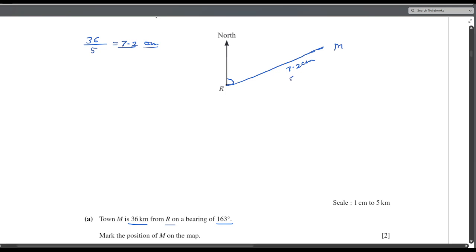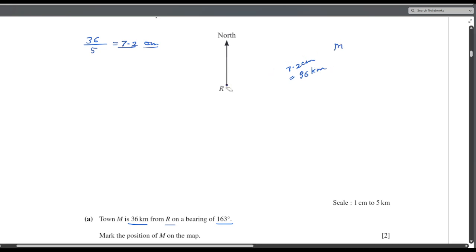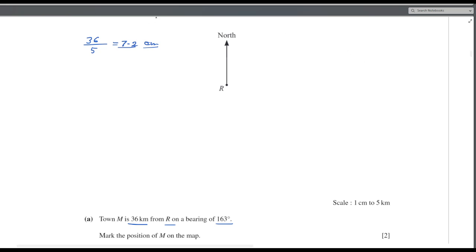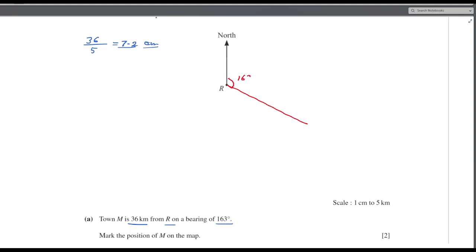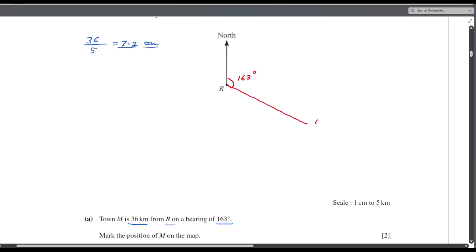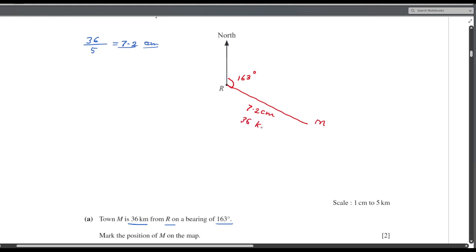This is equal to 36 kilometers based on the scale. Sorry, this is less than 90, but the angle should be 163. Since 163 is more than 90, it will go like this. The angle is 163 degrees. This is point M and the length is 7.2 centimeters, which is equal to 36 kilometers.